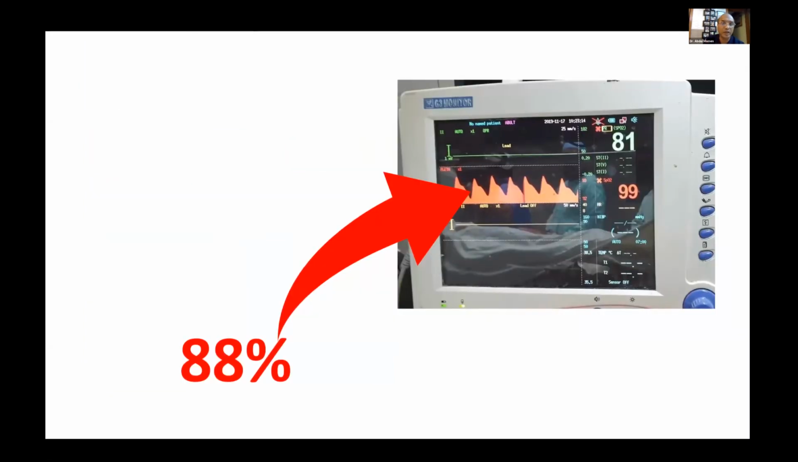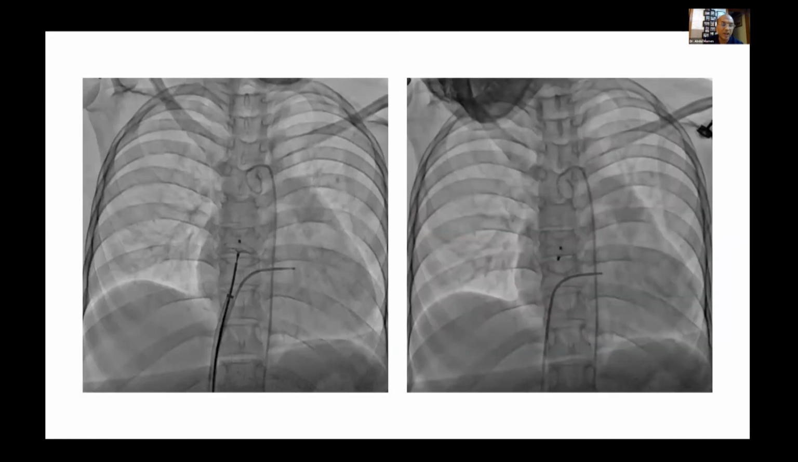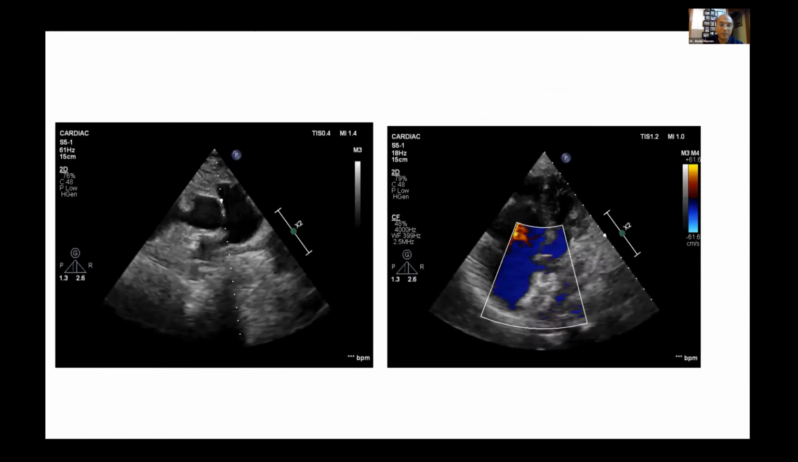and the SpO2 increased from 88% to 99% immediately. Then we release the device. And after there is no residual shunt, the patient is doing well.